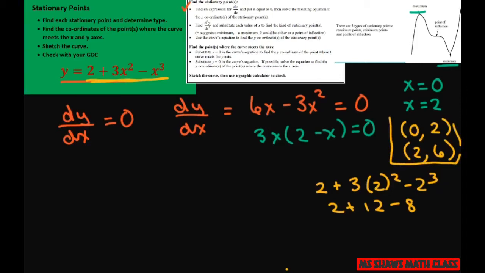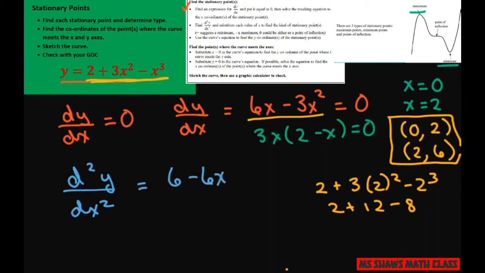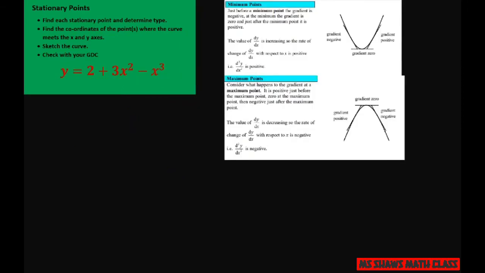Now we want to determine if they're minimums, maximums, or inflection points. So we're going to take the second derivative. We take the second derivative of this, the second derivative of y with respect to x. And that's just going to give you 6 minus 6x. Now, what you're going to do from there, and let's write it on this next slide so I have room.